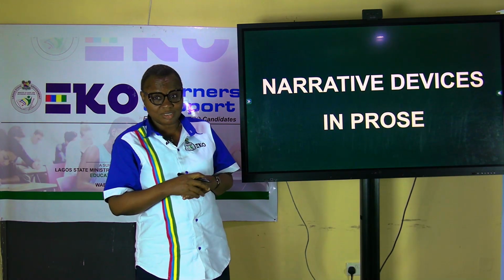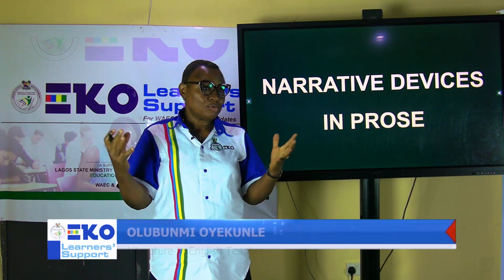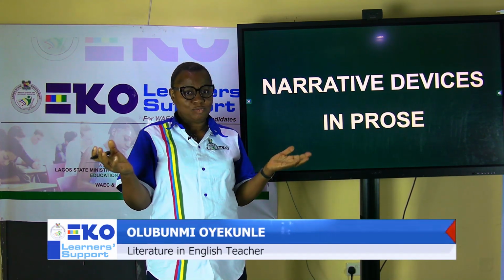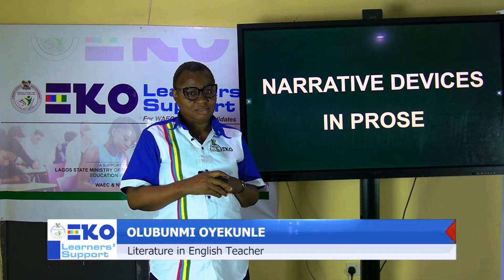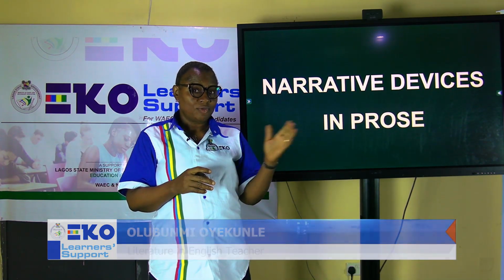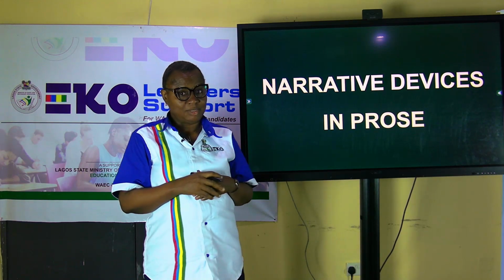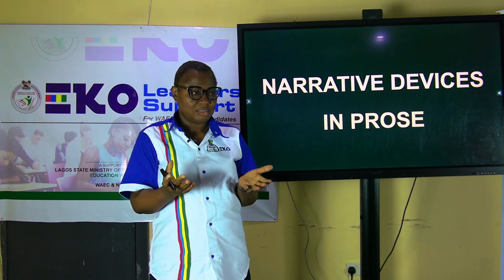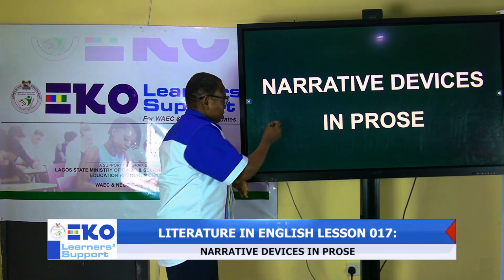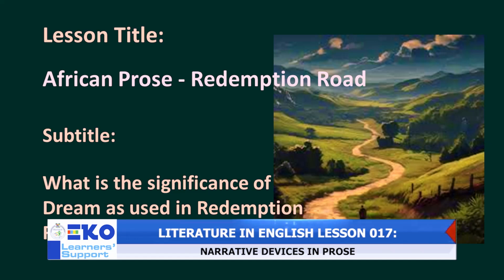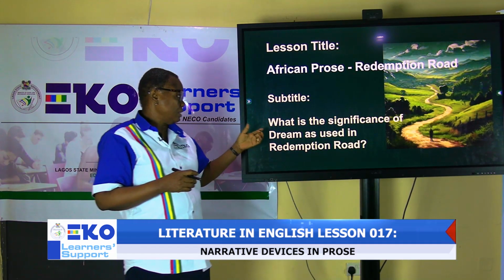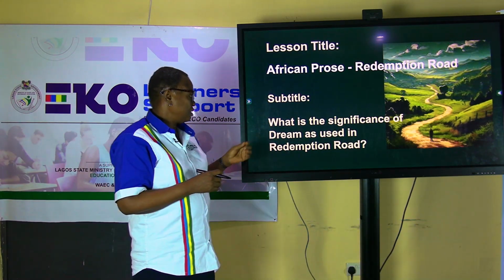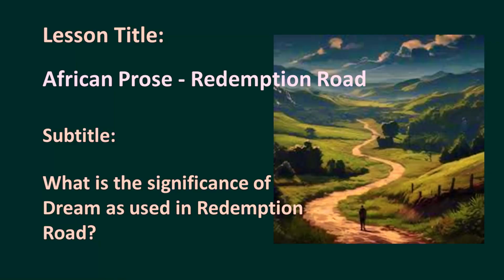Narrative devices in prose. There are ample devices at the disposal of a writer that you can choose from. Apart from figures of speech and other literary elements, we have several devices at his disposal to use. And so we'll be looking at African prose, Redemption Road. I have a sample question that will be treated. What is the significance of dream as used in Redemption Road?